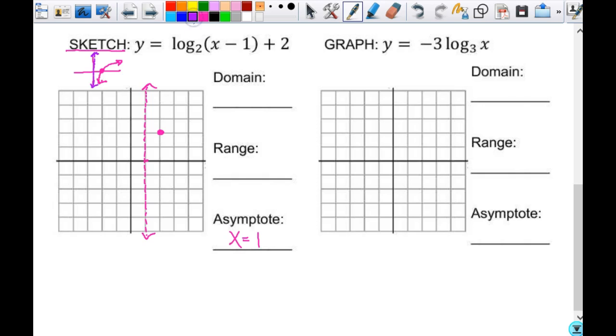And then the rest stays the same, and it looks something like this, which means my domain, is it restricted? What does my domain start at? 1 to infinity. Is my range restricted? No, it's all real numbers. So there's my sketch. Then I'm going to have my graph. So same parent function here because the base is still greater than 1, so it still looks something like this.